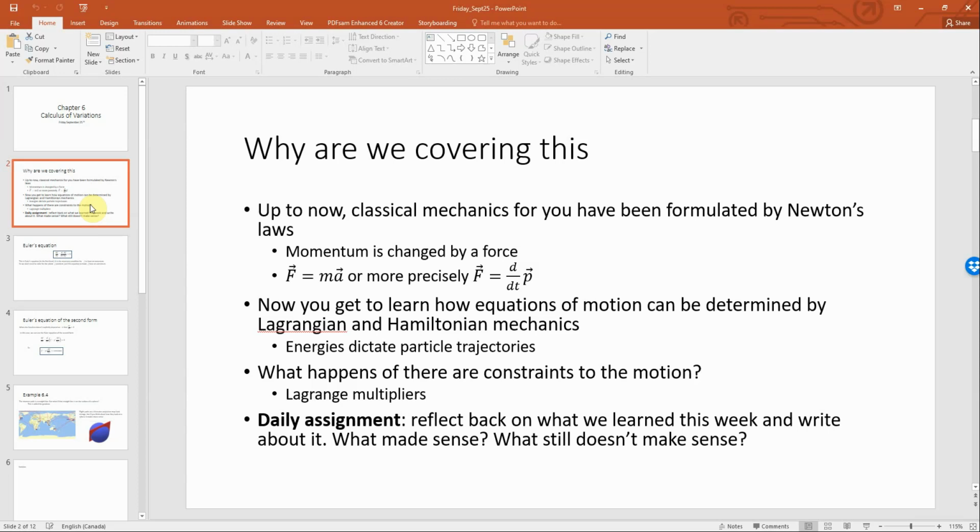So for this daily assignment that's due Monday, I want you to reflect back on what we've learned this chapter on calculus of variations. Think about what makes sense, how you can approach these problems from this generalized sense of taking an extremum of this functional, but also what doesn't make sense. You probably have a lot of intuition with Newtonian mechanics, but you might still not have that much intuition with how to approach these problems. You have Euler's equation, but maybe you still don't exactly know how to set it up. So let me know.